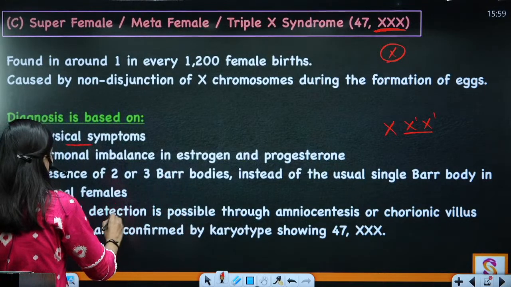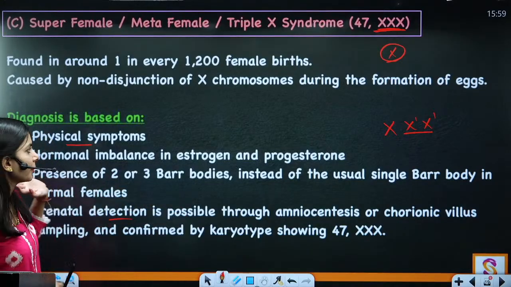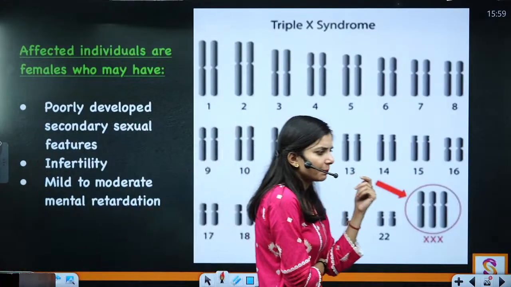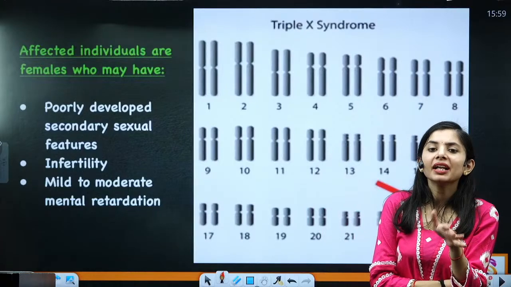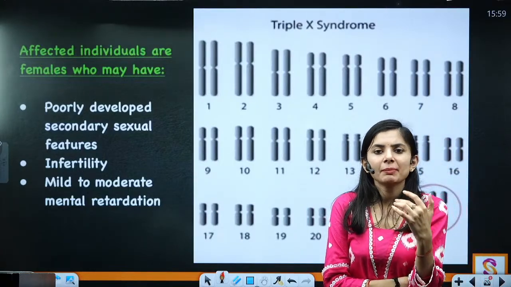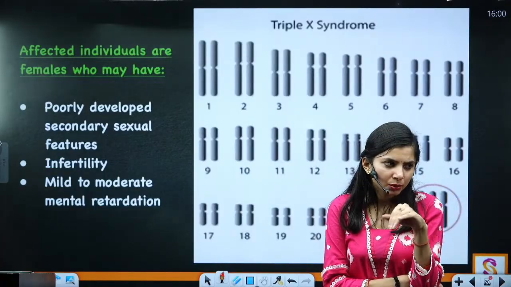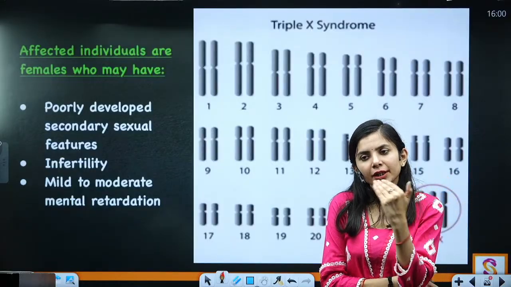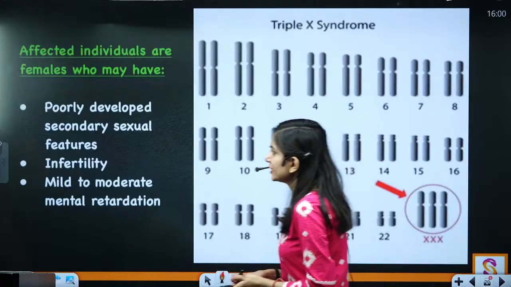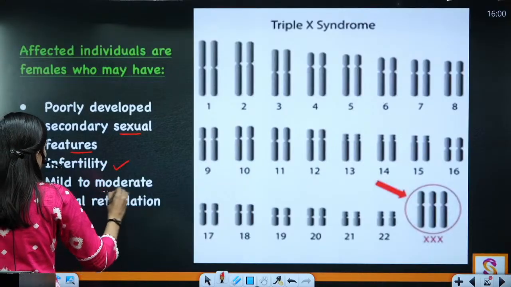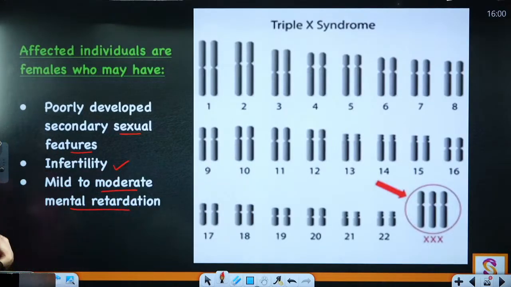Another thing is prenatal detection could be there, and you know very well how it would be determined. Now let's try to understand how it would happen. The female, in terms of outer appearance, is going to be the same, but she is not going to have the menstrual cycle. Why? Because egg formation is going to be somehow absent, somehow irregular, not to the extent that it is in a normal female. So here you can understand that it is poorly developed. They have secondary sexual features, they are infertile, and they have mild to moderate mental retardedness. So these are some of the cases in super female syndrome.